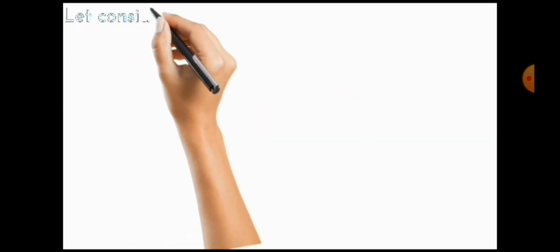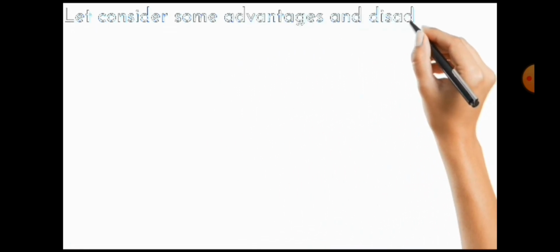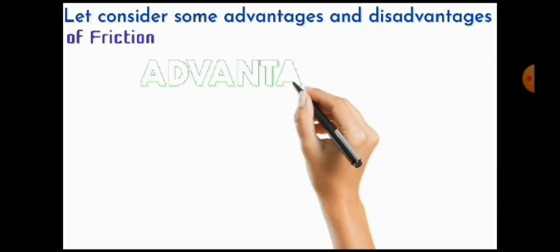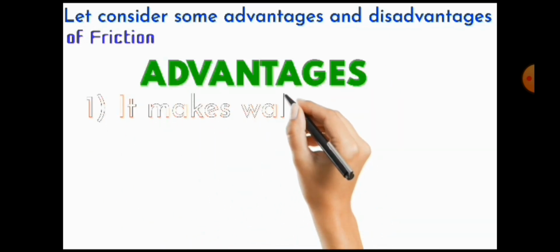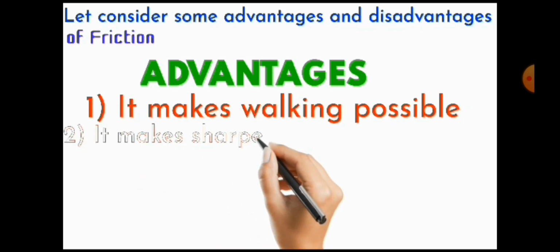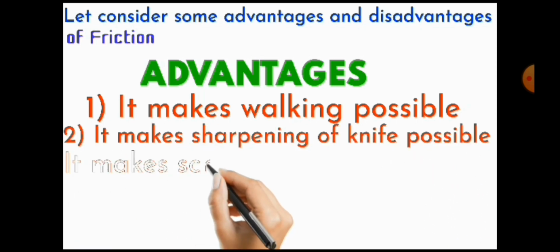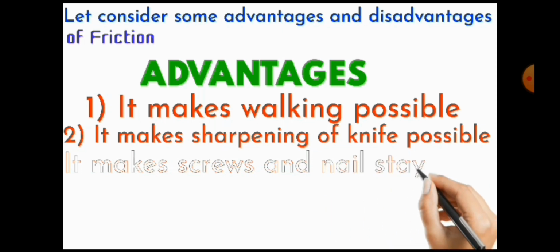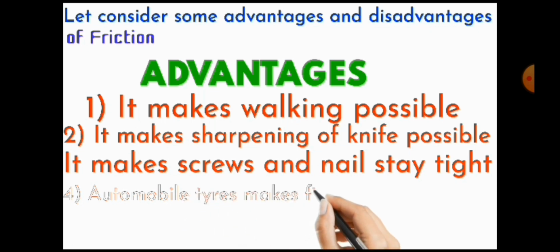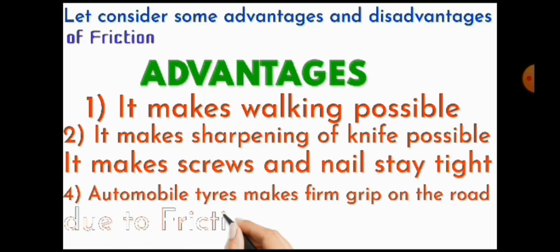All right, the next thing is that I want to consider some of the advantages and disadvantages of friction. Friction has advantages and disadvantages. Let's look at some of the advantages. Number one, it makes walking possible. If there is no friction, we won't be able to walk, as I initially explained. Number two, it makes sharpening of a knife possible because there is friction. That's why we can sharpen our knives and some of our other objects. It also makes screws and nails stay tight in the wall. When we drive a nail into the wall, it stays because of friction. Then automobile tires make a firm grip on the road because of friction.